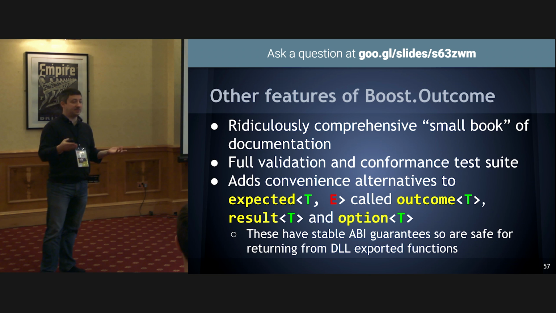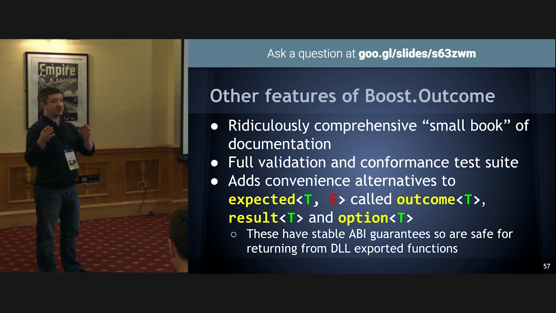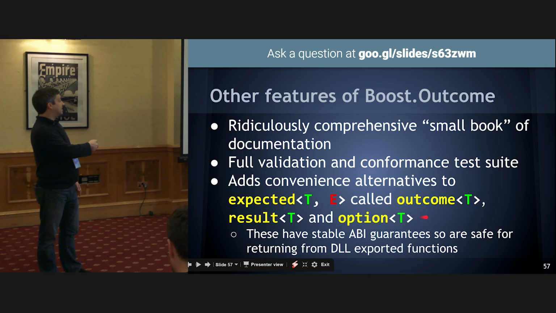The trouble with the LEWG expected proposal is that it is currently in flux. So because it's currently in flux and will change, if you're going to use that, you're going to break your ABI whenever the expected proposal changes. These refinements are not going to change. They have a stable ABI, and moreover, the stable ABI is going to be guaranteed.